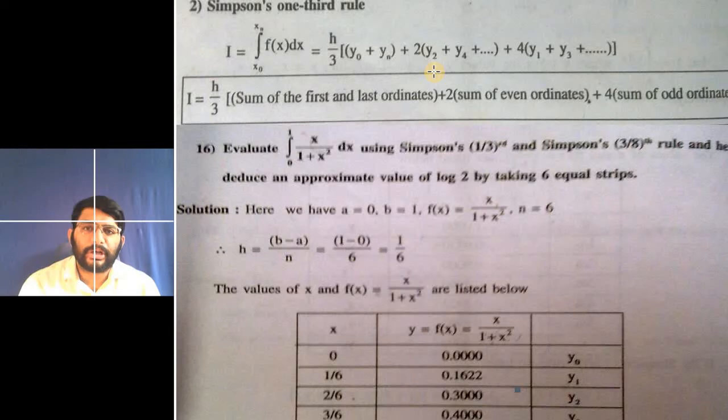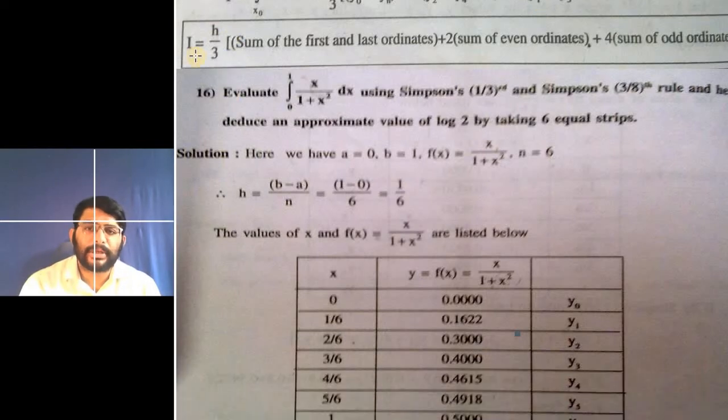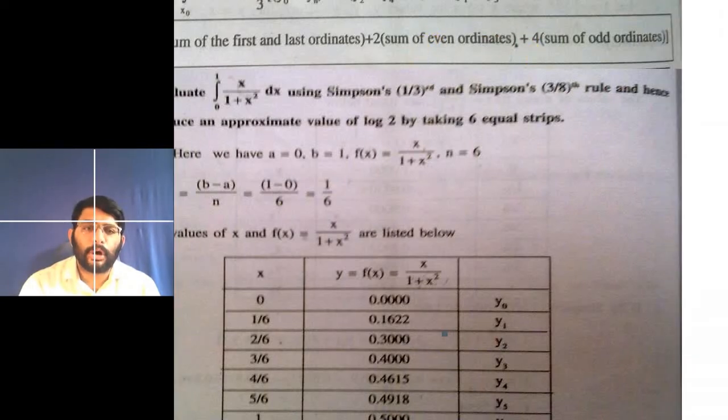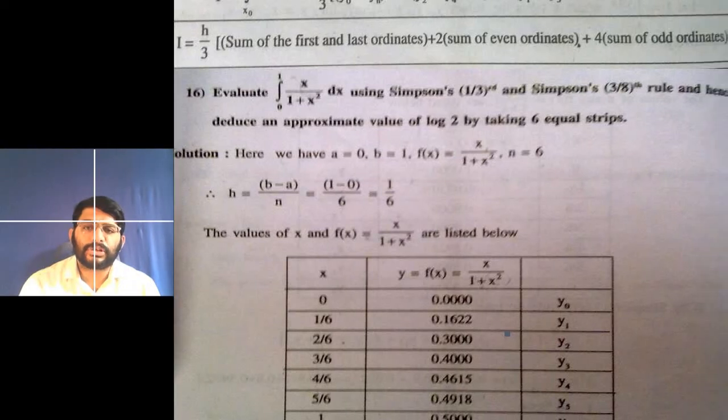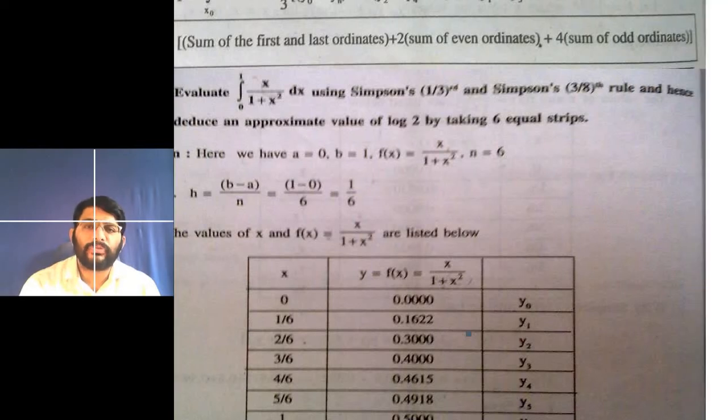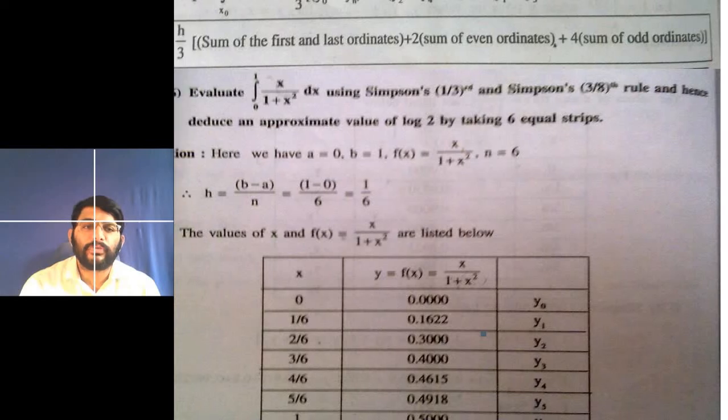What is the relation between 2 and 4? The next number is going to be 6, so the numbers are even numbers. So it is the sum of even ordinates, and next to that plus 4 into y1, y3, the next is going to be y5, then y7, which means the sum of odd ordinates. In the next line it is clearly mentioned: I is equal to h divided by 3 into the sum of first and last ordinates, plus 2 into the sum of even ordinates, plus 4 into the sum of odd ordinates.